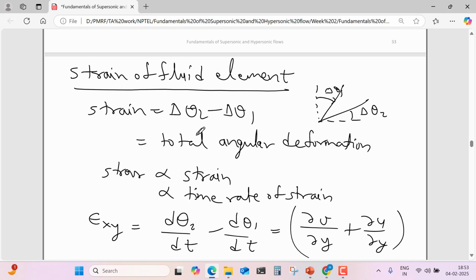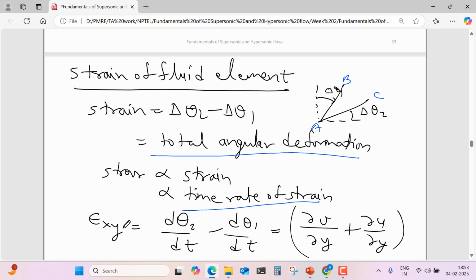There is also a strain of fluid element. This is AB, AC. AB was rotated by delta theta 1 and AC was rotated by delta theta 2. So strain will be given by delta theta 2 minus delta theta 1, which is the total angular deformation. So the force is given by F directly proportional to strain, but here generally there is motion of the fluid, so we check it using the time rate of strain.